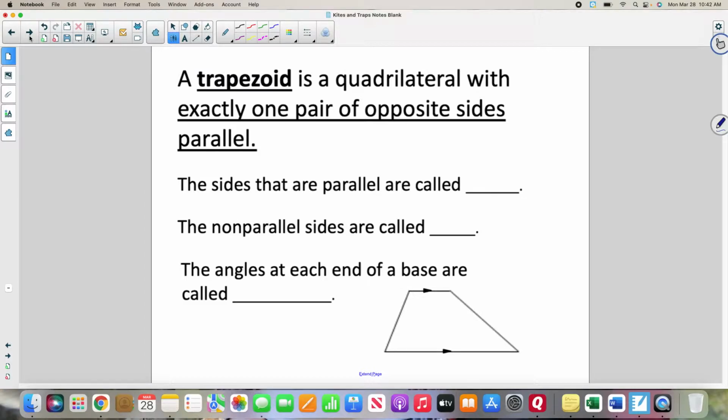A trapezoid is a quadrilateral with exactly one pair of opposite sides parallel. The sides that are parallel are called bases. It doesn't matter which way it's sitting, on the top or the bottom. The non-parallel sides are called legs. So these are your bases, and these are your legs.